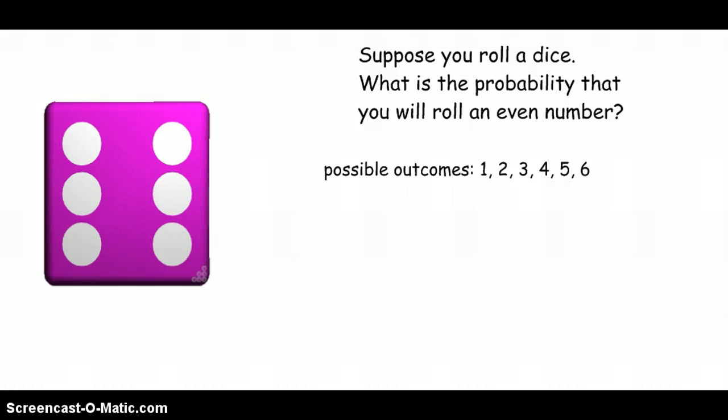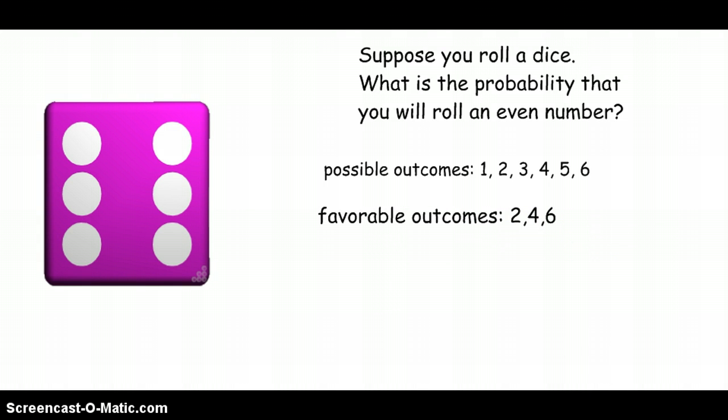But our question is, what is the probability that you will roll an even number? So now we need to examine all of those outcomes, and we need to figure out how many of those choices would be even. So we have 2, 4, and 6. That means our favorable outcomes are 2, 4, and 6. We have 3 favorable outcomes.